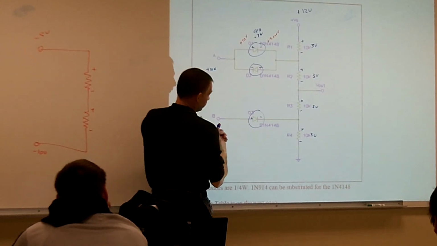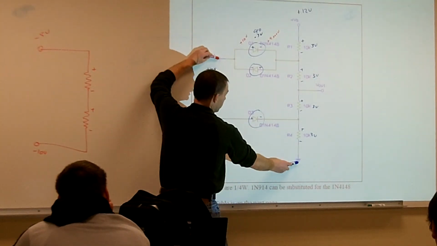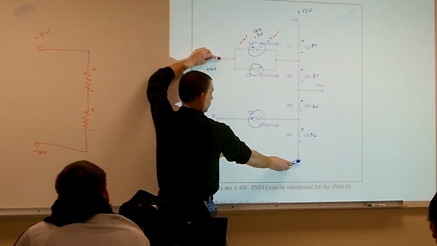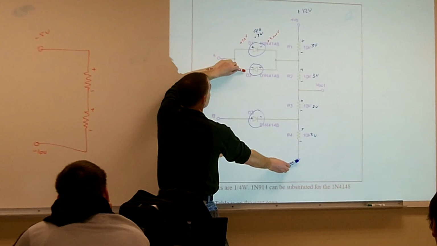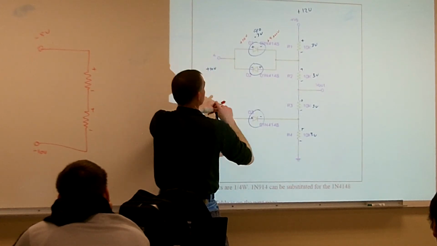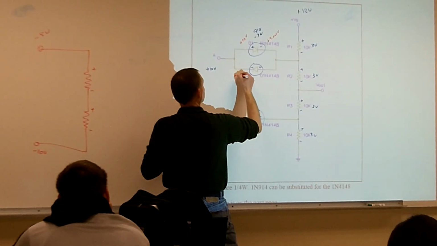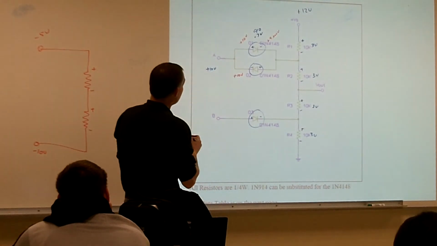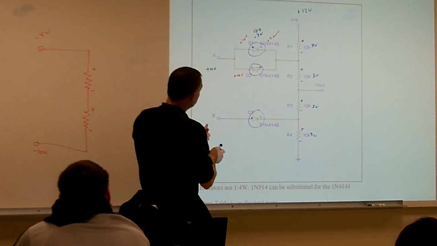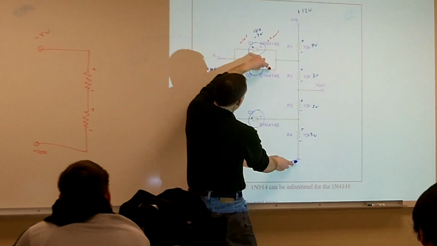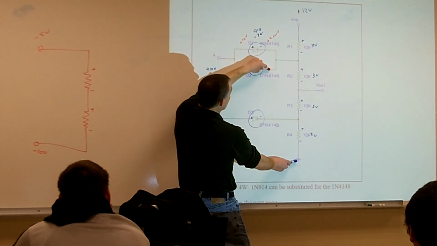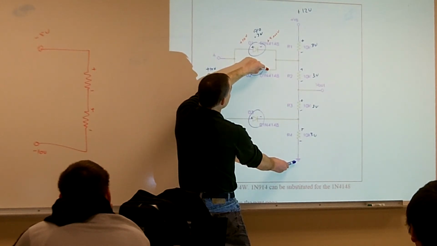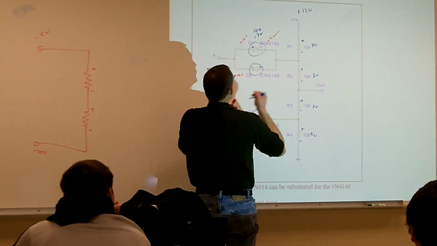So now, what's my voltage from this point here? What's my voltage going to be on my cathode side? Positive 10 volts. Make sure you use your polarities. Okay, then what's my voltage on my anode side going to be now? Negative 9. Okay, well, here's another thing.